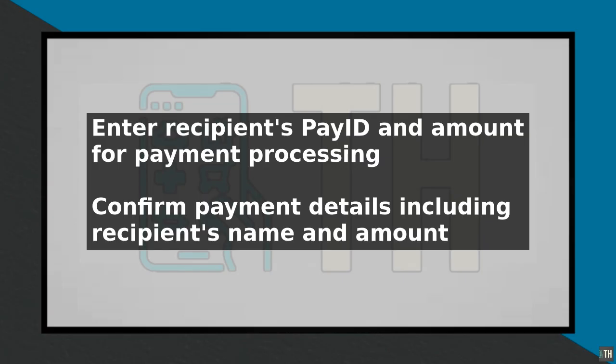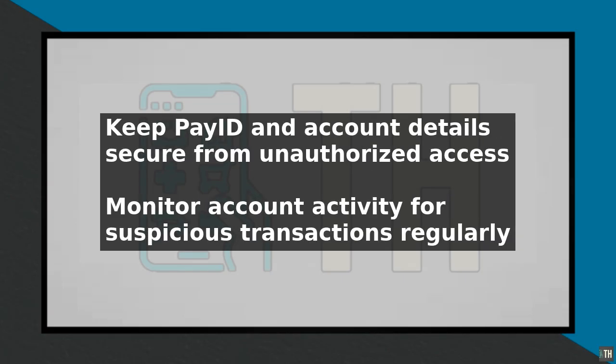In the event that you need to cancel a payment, you can do this by contacting CommBank's customer support team. However, this should be done as soon as possible, as payments made via PayID are usually processed immediately.